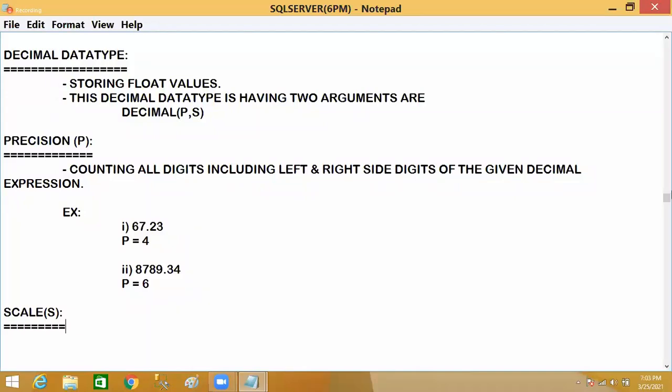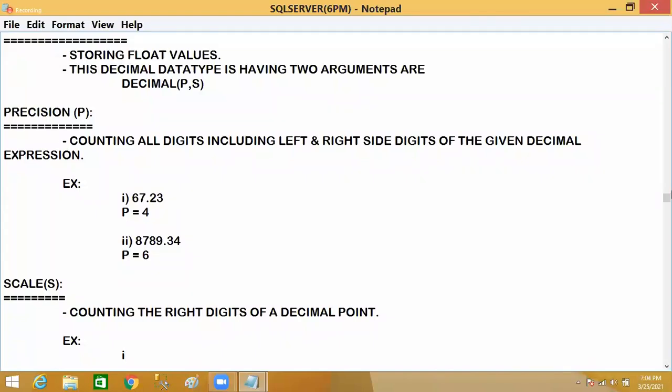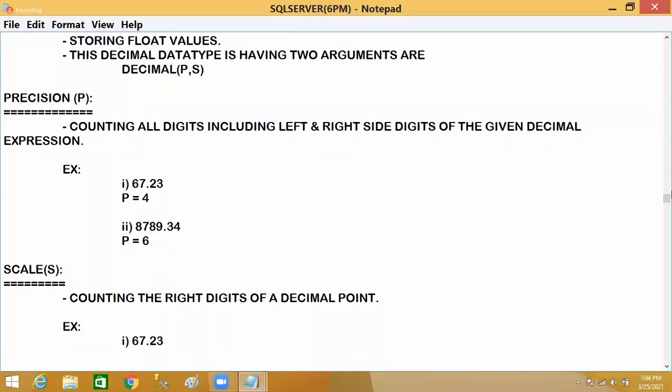Scale is nothing but counting the right side digits of a decimal point. For example, let's see, guys. Suppose I am passing 67.23. Can you tell me, guys, what is the scale here?